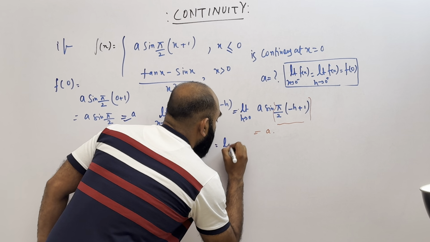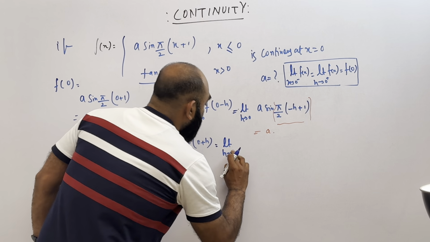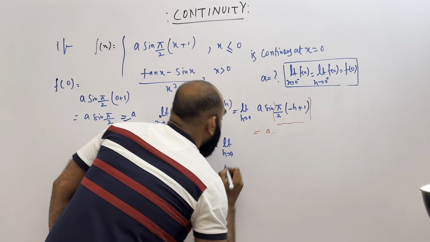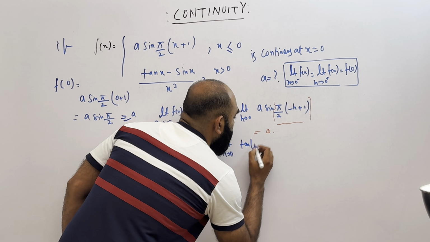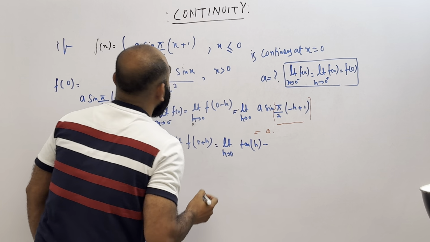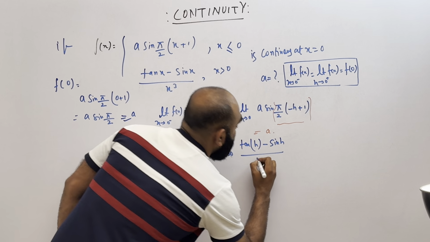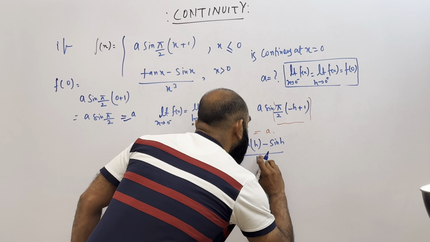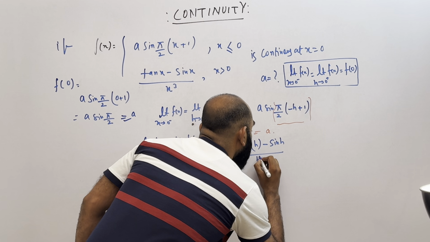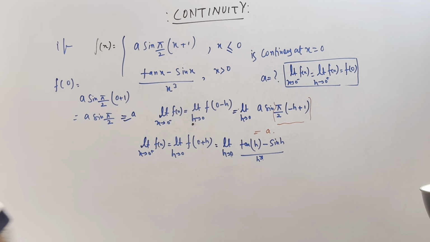Sir, limit h tends to 0. Now tan x means I can write tan of 0 plus h, minus tan h minus sin h, divided by h cube. It is h to the power 3. Now I have to solve this one.